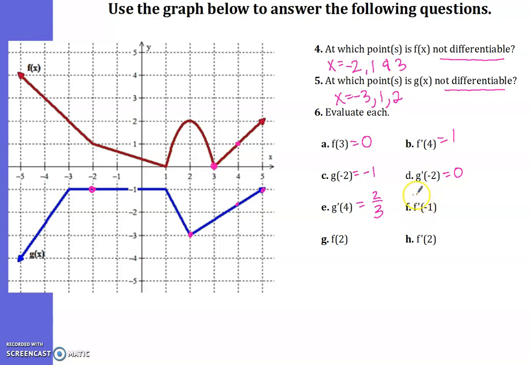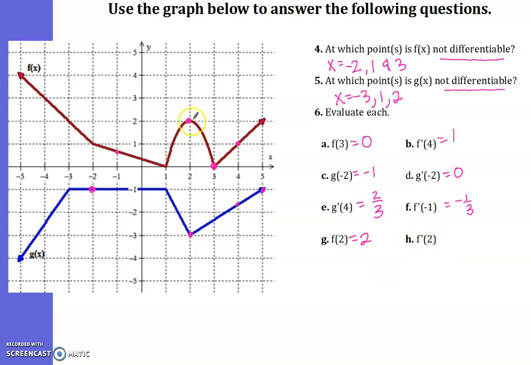Then f prime of -1. Again, that's the slope of this line, so I can't use this point, so I'm going to count the 2 endpoints of the line. So that is down 1 over 3, making my slope -1/3. Then for f of 2, I'm just looking at the y value, so the y value there is 2.